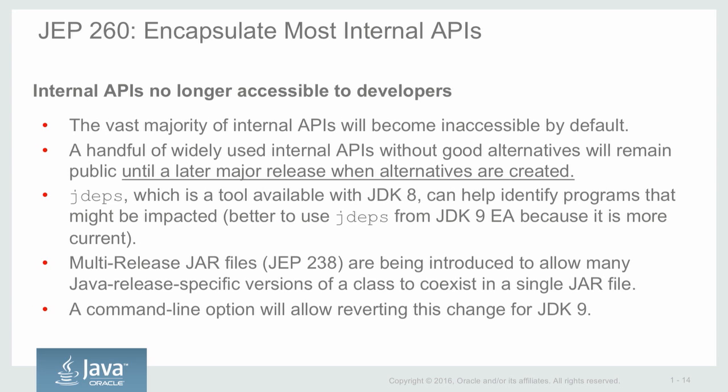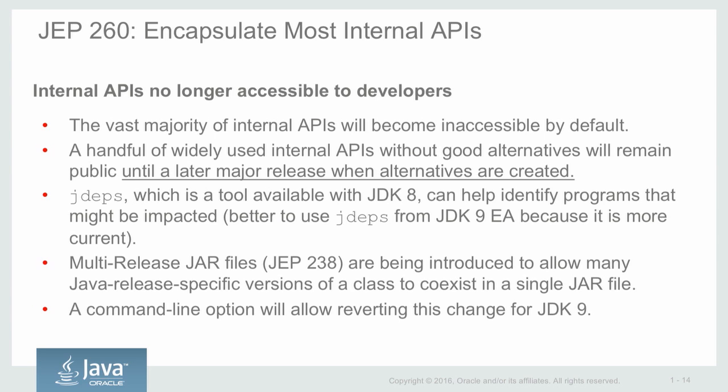We introduced in JDK 8 a tool called JDeps. And it will analyze your bytecode. And I use your loosely because it could be the bytecode from the third-party library that you use. The idea is I don't need the source code. I just need the bytecode. And it'll tell you whether or not your classes are using internal APIs. Okay? Now, that was introduced in JDK 8.